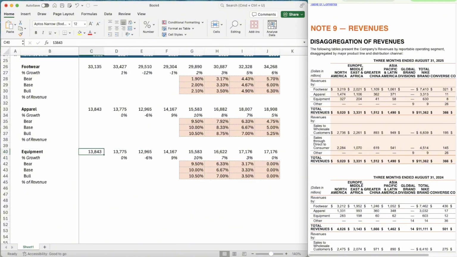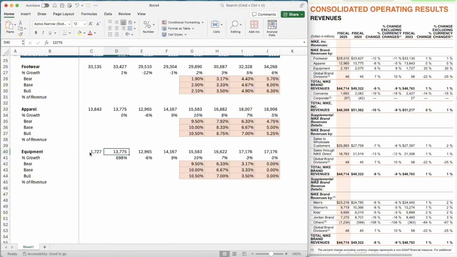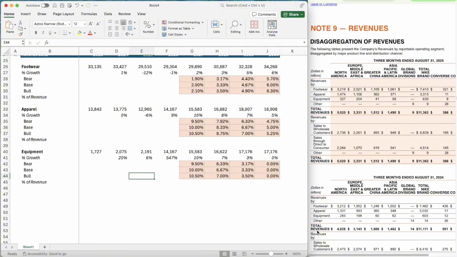Okay, so for they did 1727, 2075, 2191, 2026. They did, we say 630 for now. So that's by this same time last year. Or 630 multiplied by 0.634992.